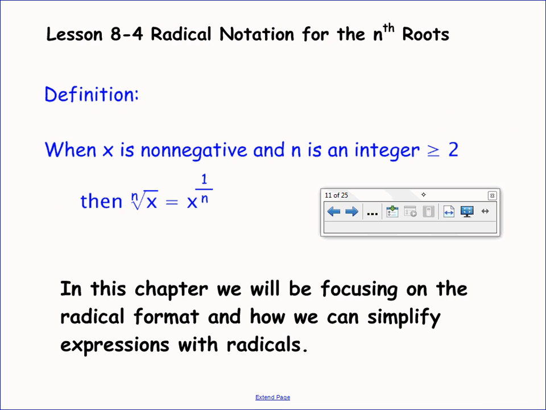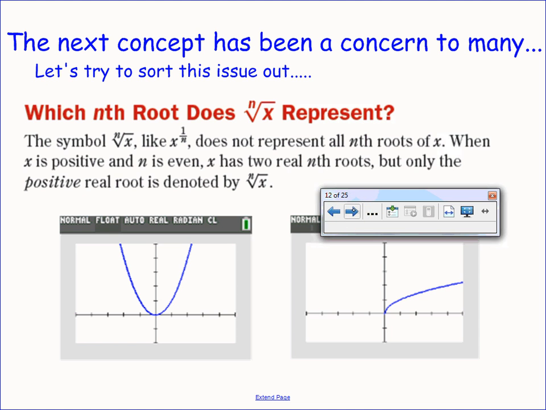So we saw last time that x to the 1 over n power was defined to be the nth root of x. Today we're going to actually write that as a radical. So a radical can be written as an nth root as well. When x is non-negative and n is an integer greater than or equal to 2, so now we're dealing with square roots or higher, then the nth root of x is defined to be x to the 1 over n power. So we're going to restrict our fractional exponents to include positive bases, but we could rewrite x to the 1 over n as the nth root of x. So in this chapter, we're going to focus on the radical format and how we can simplify expressions with radicals.